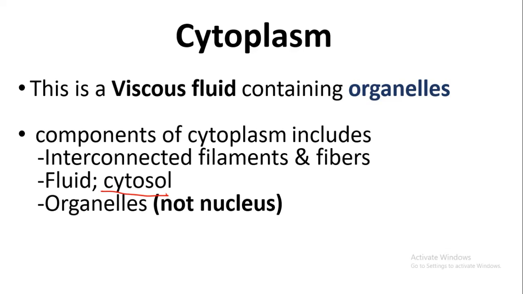But one of the reasons why the nucleus is not part of the cytoplasm is that the nucleus is made up of the membrane, and these membranes normally separate the nucleus from the cytoplasm. All right. The other thing that we need to understand is that the cytoplasm also contains the storage substances. There are so many macromolecules which are being stored within the cell.